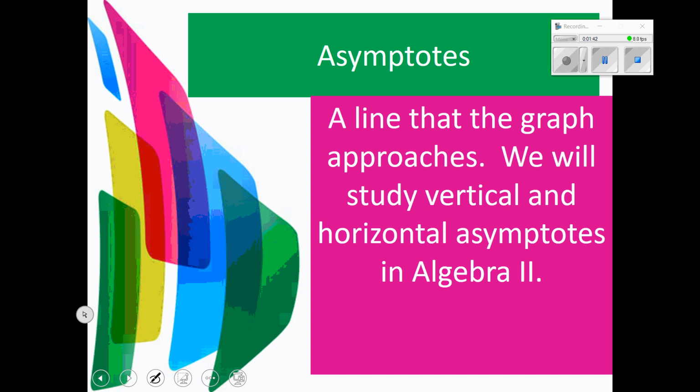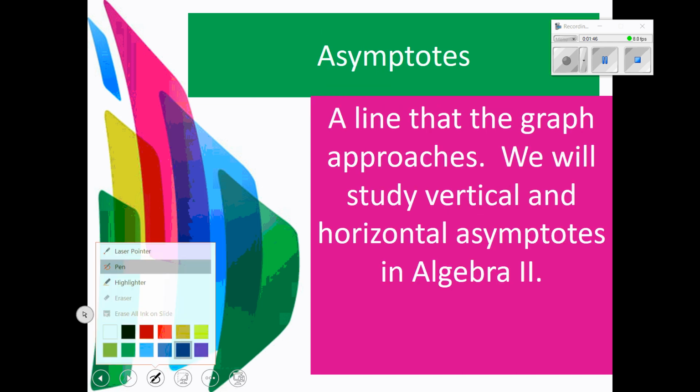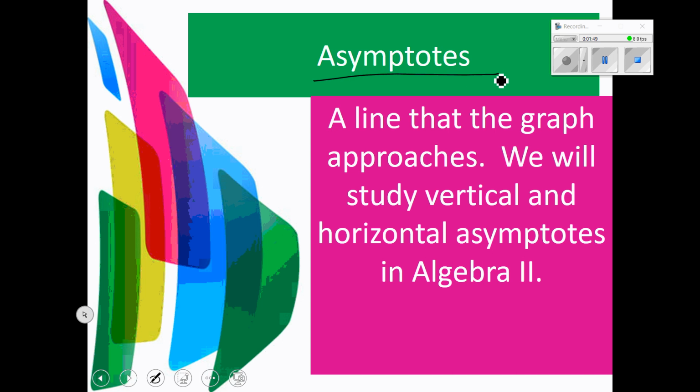Let's talk about this weird word, asymptotes. Everybody kind of giggles when I say that. Asymptotes are defined as a line that the graph approaches. We will study vertical and horizontal asymptotes in Algebra 2. There is something called an oblique or a diagonal asymptote, but we won't worry about those in Algebra 2. You can get to those when you get into higher level math. So for Algebra 2, we're going to simply look at the vertical asymptotes and the horizontal asymptotes.